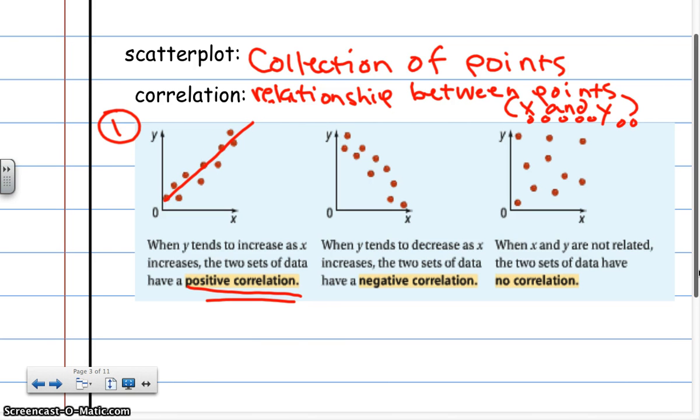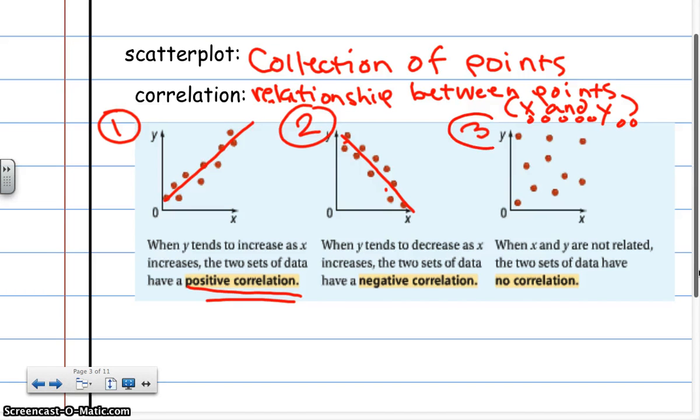Now when we look at the second example, this is called a negative slope. That means that as x is increasing, our y is getting smaller and smaller. An example would be the amount of bills you have and the money you have. As your bills increase, look what's happening to your money. It's decreasing. Again, it looks like it could be a line, and it looks like a negative slope, so you call that a negative correlation.